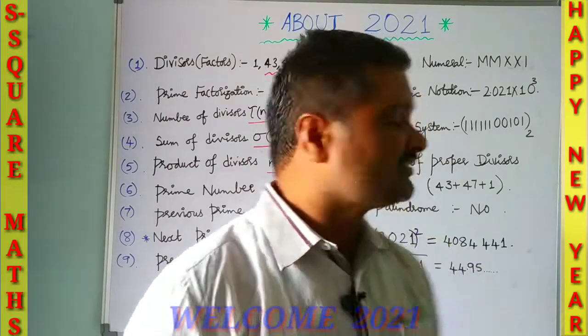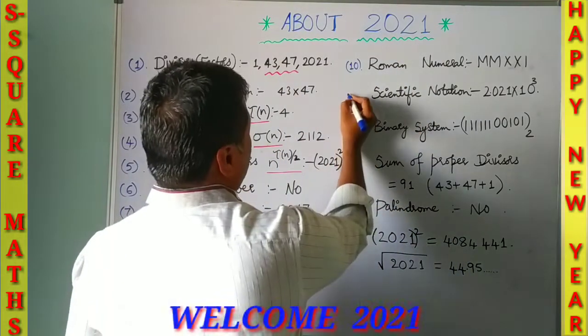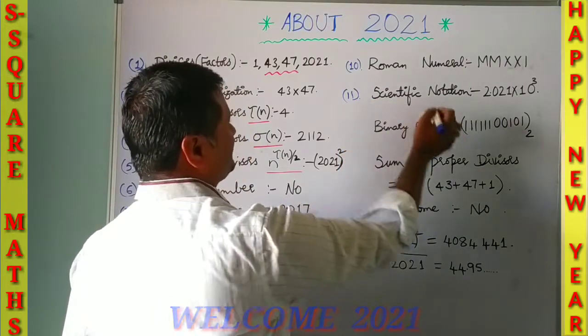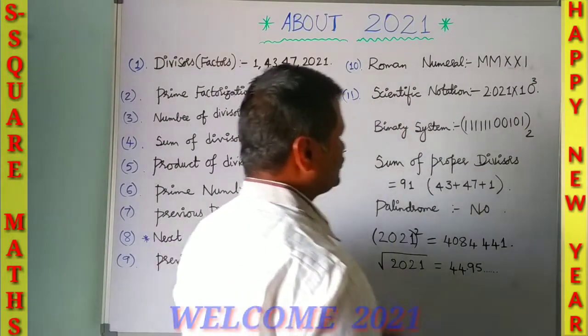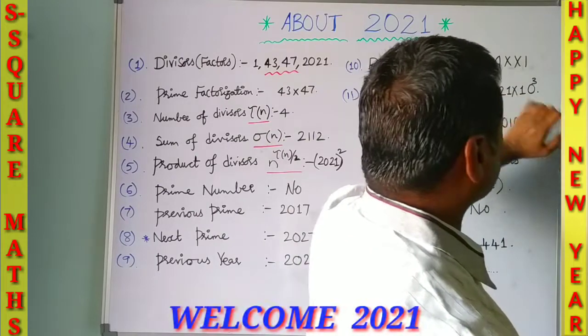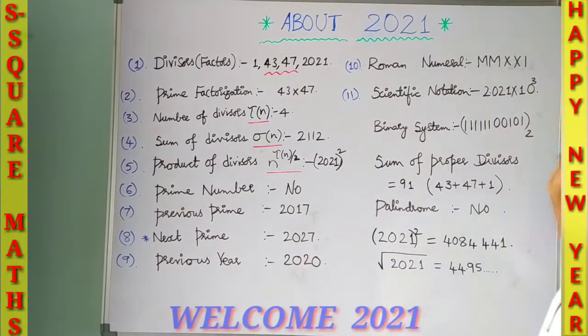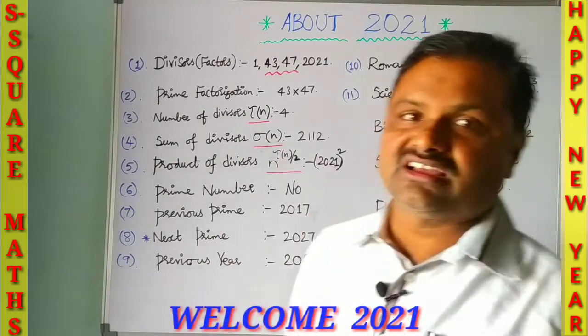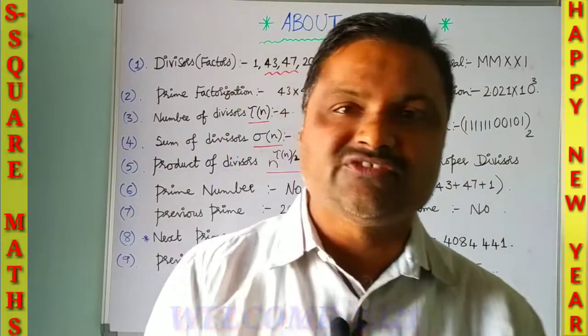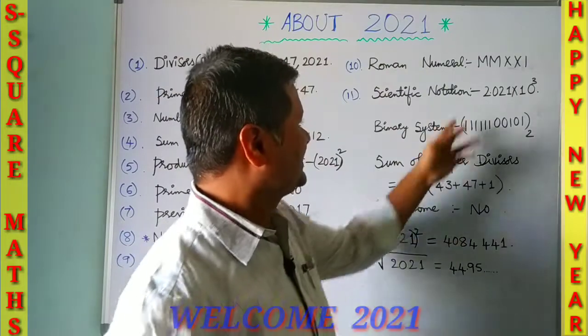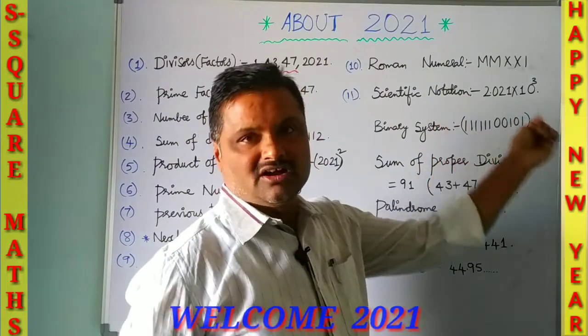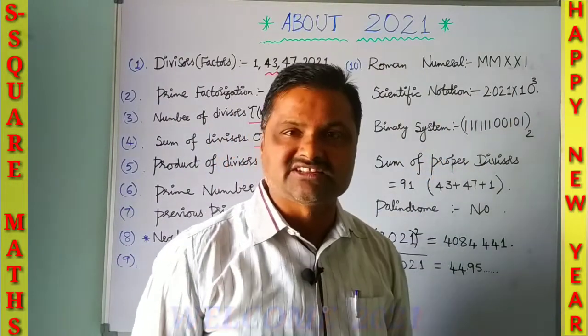Later, the scientific notation. What is our scientific notation for 2021? 2.021 into 10 cube, 10 power 3, nothing but the scientific notation for 2021, which you learned in the NCERT and the various boards of 8th standard in exponents and powers.